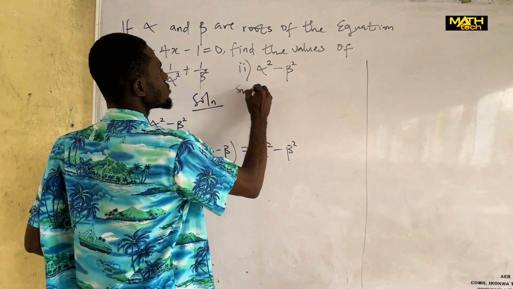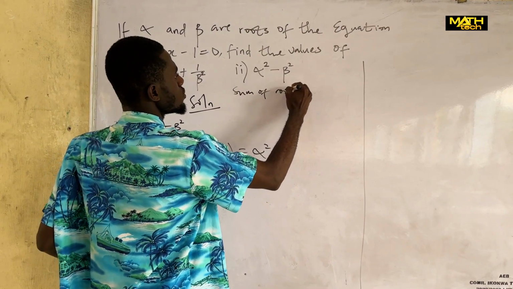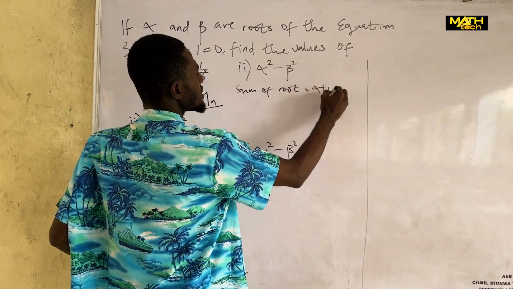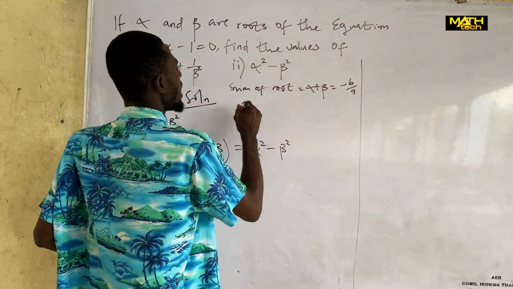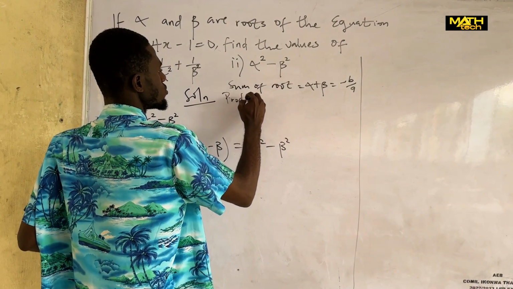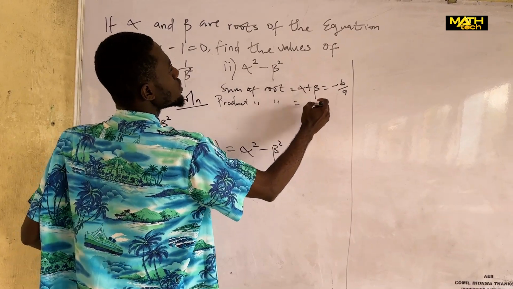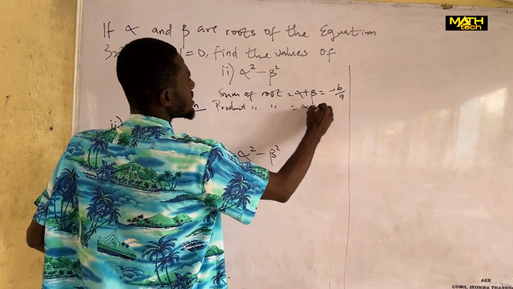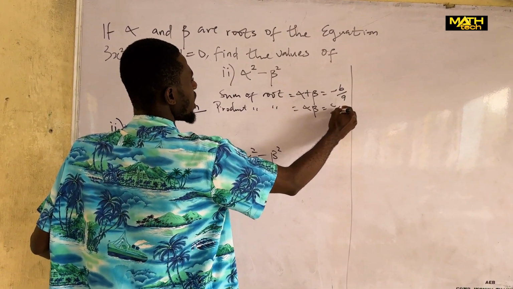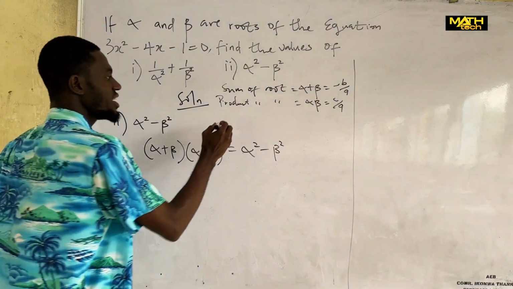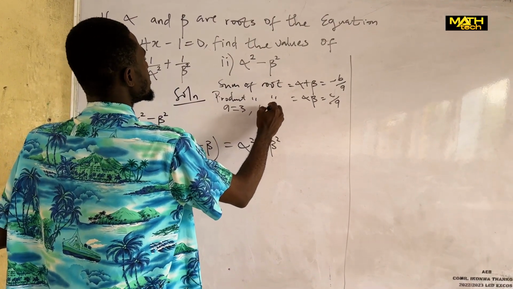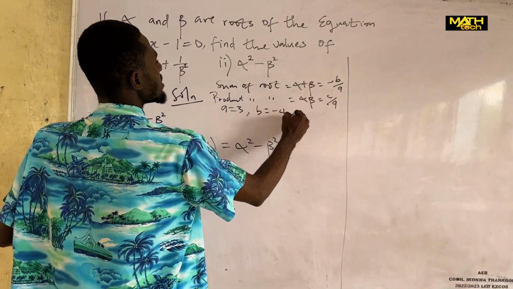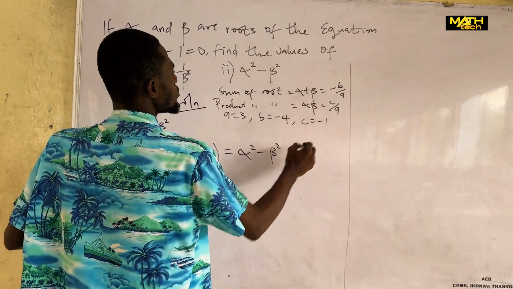Now don't forget the sum of roots, which is alpha plus beta, is equal to minus b all over a, and the product of roots, alpha beta, is equal to c all over a. And here our a is 3, our b is minus 4, and our c is minus 1.